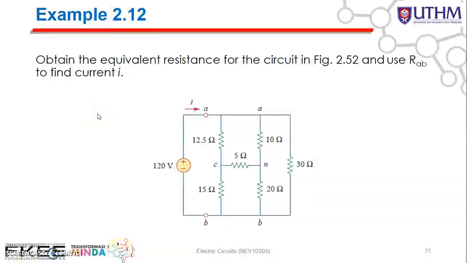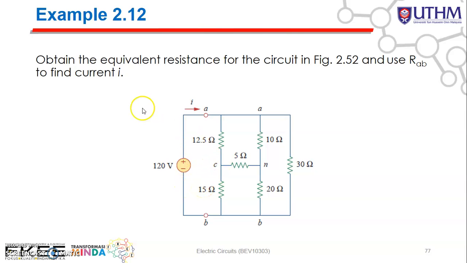Now let's have a look at the following example 2.12, where you are going to apply the Wye-Delta network transformation techniques that you learned just now in order to solve the circuit. You need to find the value of I. Based on the circuit, you need to obtain the equivalent resistor first. In this case we call it RAB or R equivalent. You have point A and point B, so you need to find RAB.